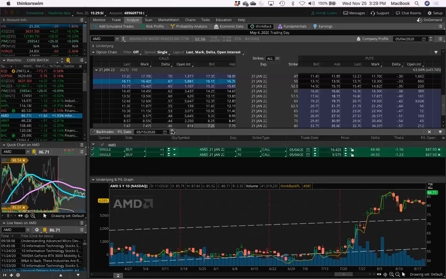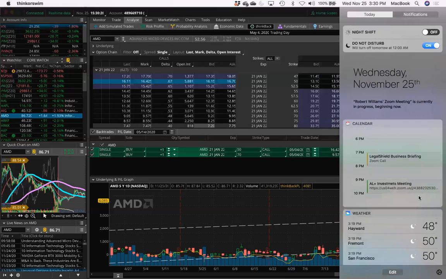So you'll notice on this day, 5/14, which is right here, the $70 strike has a higher P&L than the $50 strike. And what that also shows you is there's a difference in the ROI, because remember, this is $9.57 times 100, and this is $16.42 times 100.